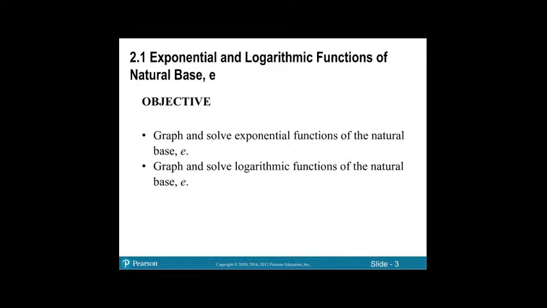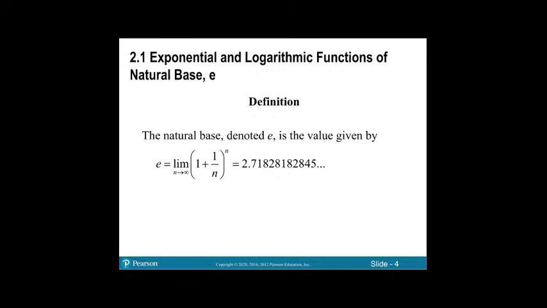So we have this definition. The natural base, denoted e, is the value given by the limit as n goes to infinity of (1 + 1/n)^n. As n goes off to infinity, this expression approaches the number 2.718281 and so on. That's the limit definition of the number e. So e is just a number, kind of like pi, which is 3.14.